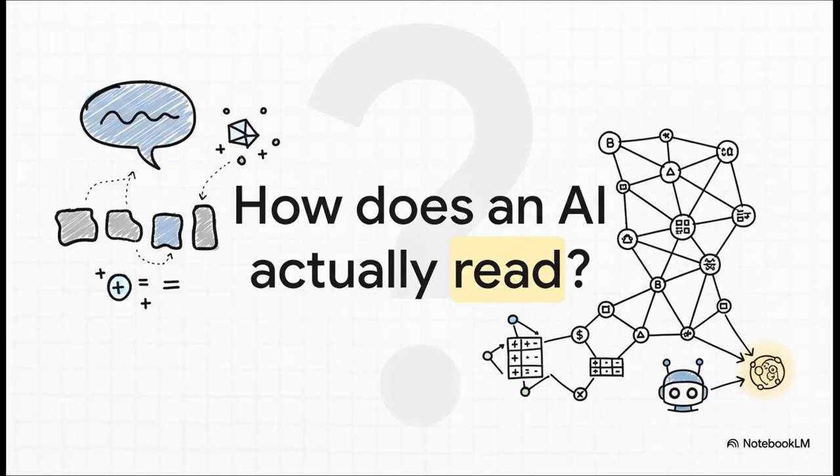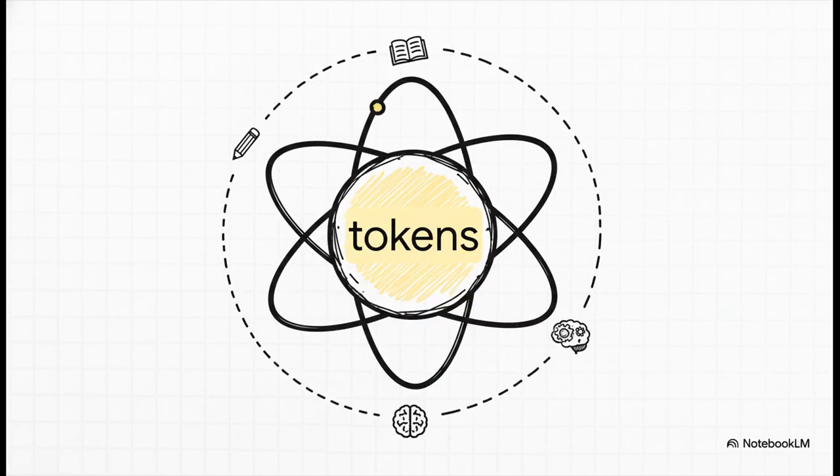So here's the big question. How does an AI actually read? You type a sentence into an LLM and it gives you an answer. But what happens in between? It's definitely not reading words and letters like you and I are. For an AI, language isn't about meaning, it's about math. So the very first thing it has to do is chop our human language up into something that a computer can actually work with. And that something is called a token.